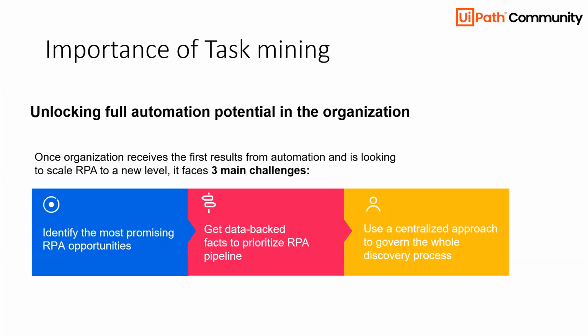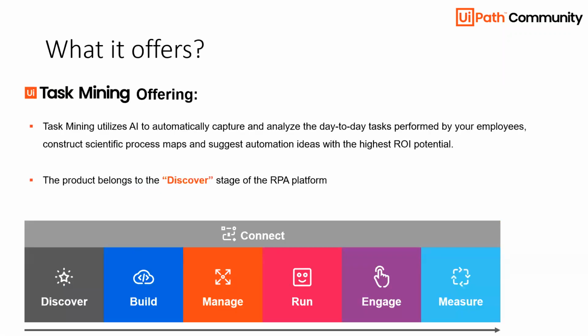Once the organization receives the first results of automation and is looking to scale RPA to a new level, there are three main challenges which we are looking at on the screen right now. First, how can we identify the most promising RPA opportunity in our company? Second, how can we get data-backed facts to prioritize the RPA pipeline? And third, how can we use a centralized approach to govern the whole discovery process? With this, we will quickly look at the next slide, what UiPath task mining actually offers.